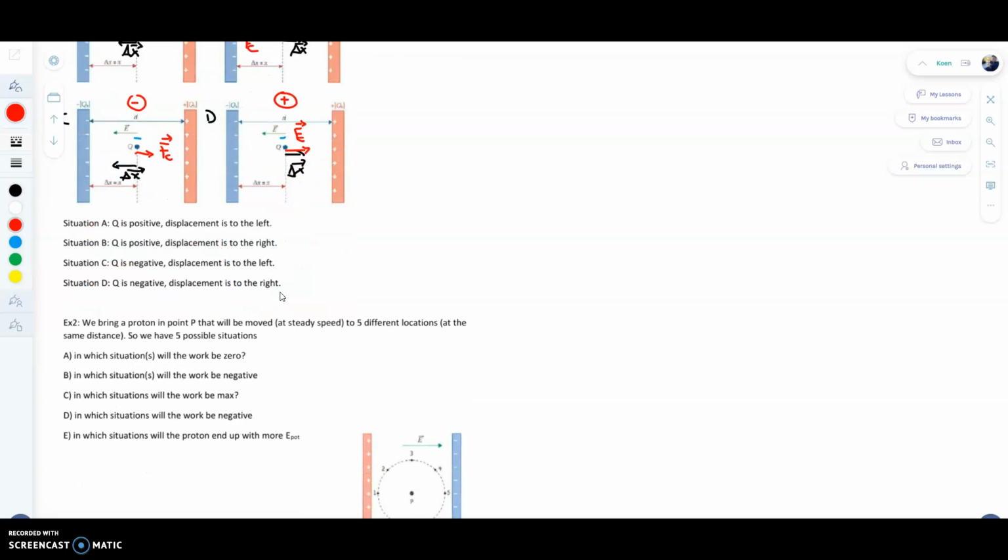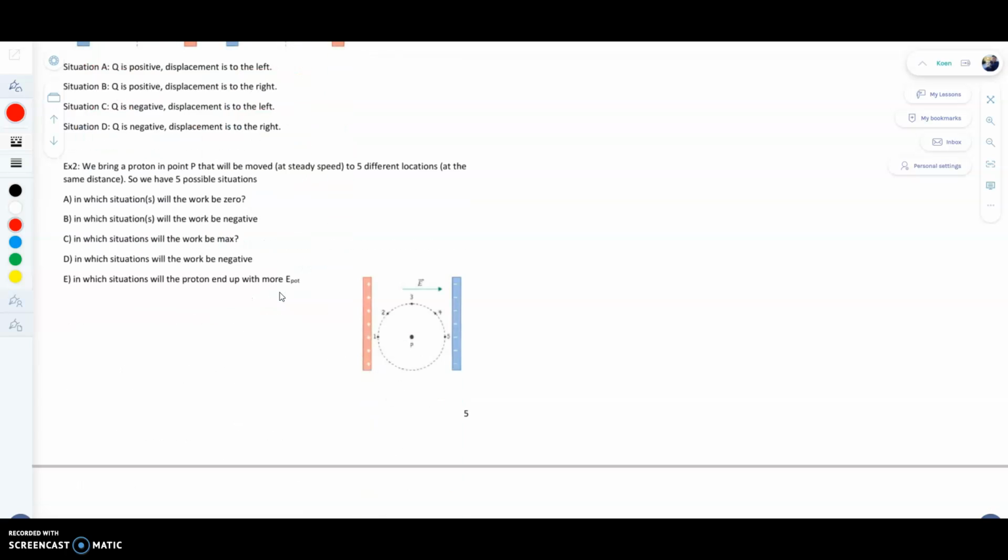Okay? Now, similar exercise, exercise 2. We bring a proton in point P here at the center, meaning we will have a positive charge in this middle point. And we will be moving it at a steady speed to 5 different locations. So location 1, 2, 3, 4, and 5. The distance that we move it is all the same. You can tell because it's a circle, and all the points are on the surface of that same circle.